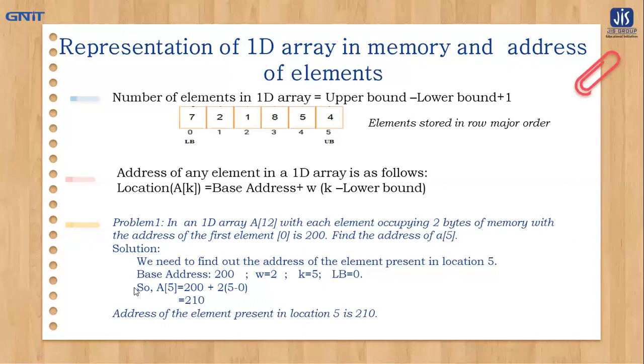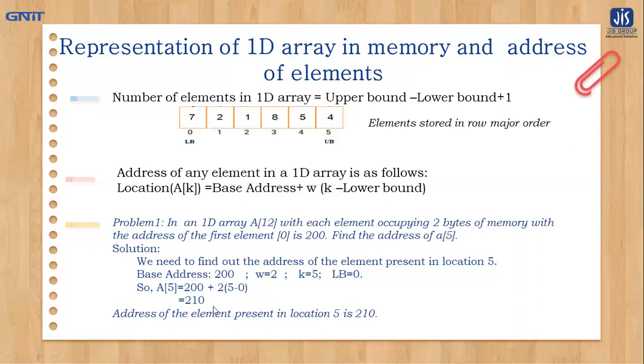Okay, so what will be the answer for this? Here in the question, the base address is already given, which is the address of the first element. It is 200. W is the weightage of the element, means the number of memory it needs to store the value. K is the index number, lower bound value is 0. So the answer will be, we just put the values in this formula. So base address is 200 plus W is 2, then 5, the lower bound is 0. So the answer will be 210.